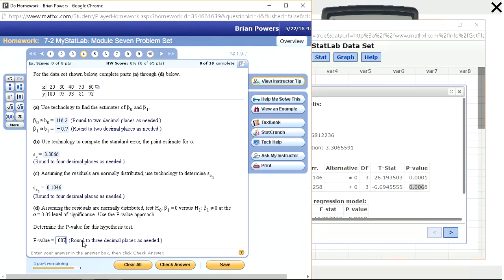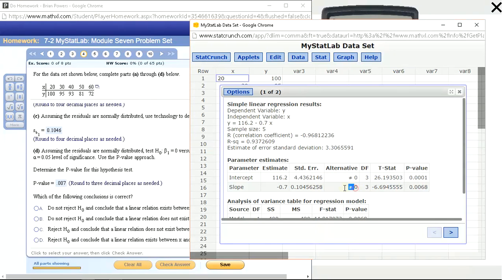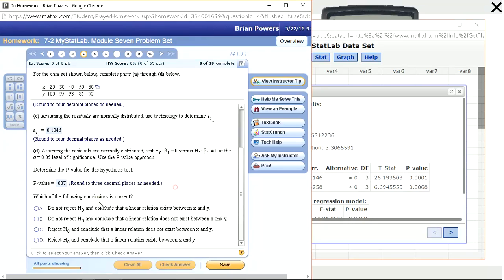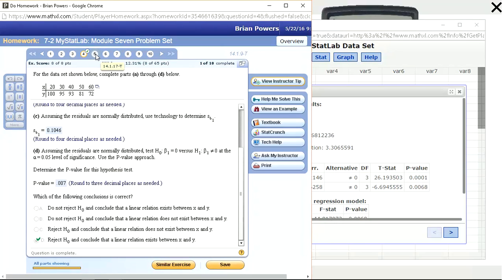0.007, which means there's very, very strong evidence in favor of the alternative, which is that the slope is not 0, which is to say that this is the slope, right? This is asking whether or not these two variables, x and y, have a statistically significant linear relationship. Okay? Anyway, we would reject the null and conclude that a linear relationship does exist between x and y. Okay, great.